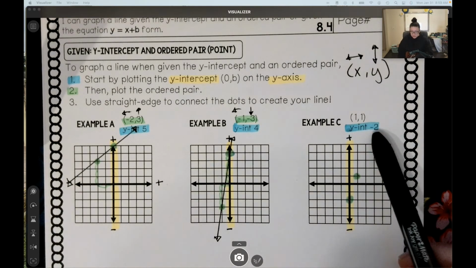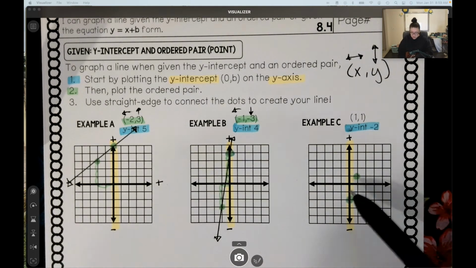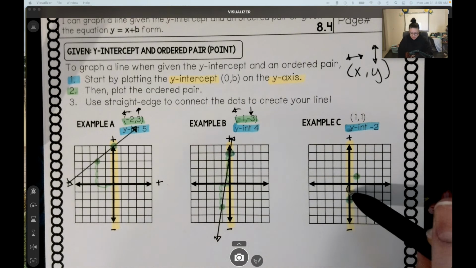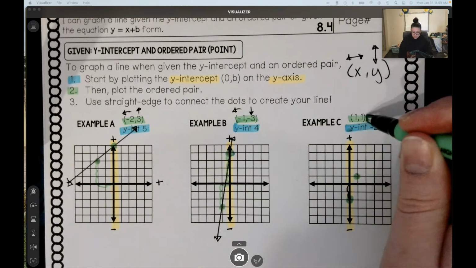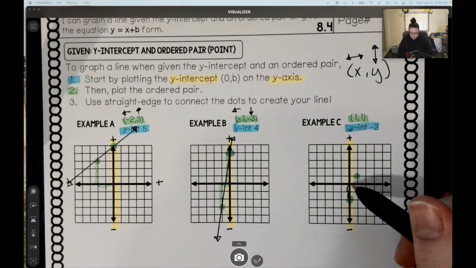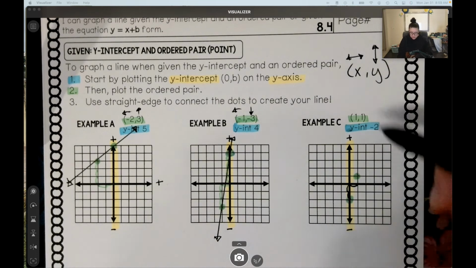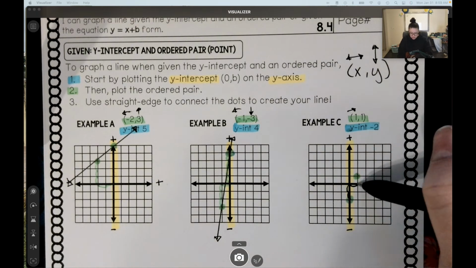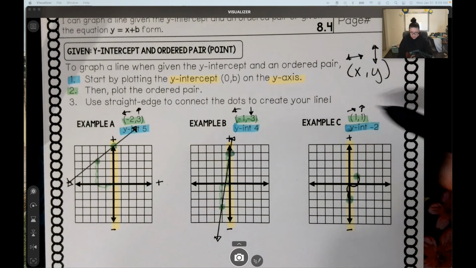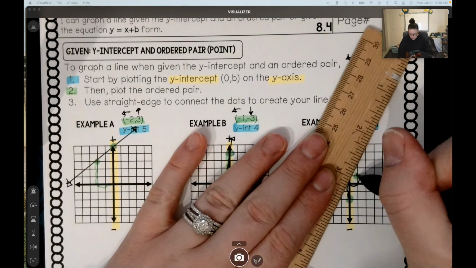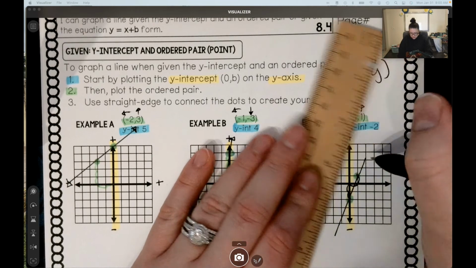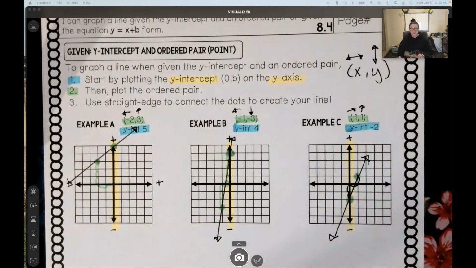So our y-intercept here was -2. So we had to go down 2 from our origin. Then our point that they gave us was (1, 1). So we went to the right 1, and then we went up 1 for our new spot. Then we take our ruler, connect the dots, doesn't have to be perfect. And there we've got our next line.